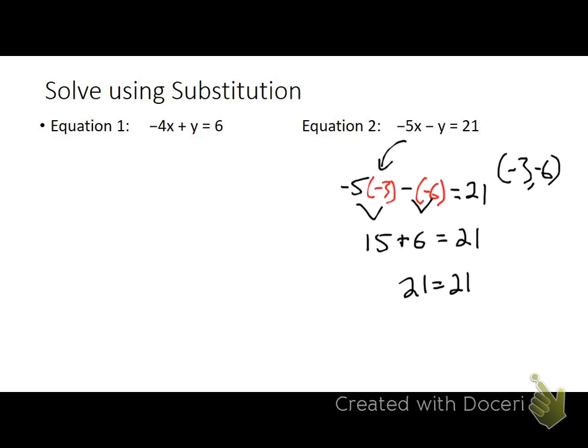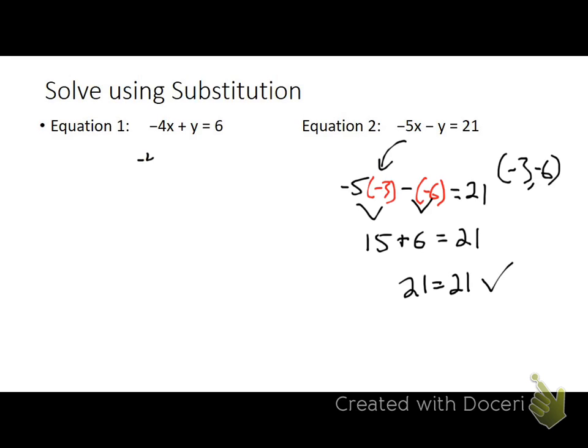21 is equal to 21, so we're all good. Now, to be completely sure, let's check it in our other equation over here, because sometimes if we make a mistake in our calculations, our point will give us a true statement in one equation. But remember, we got to make sure this point is on both lines. So let's come over and check it over here.